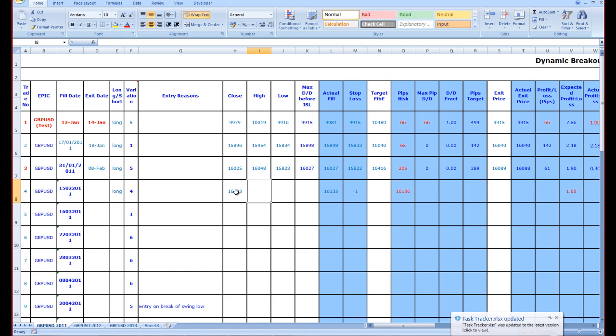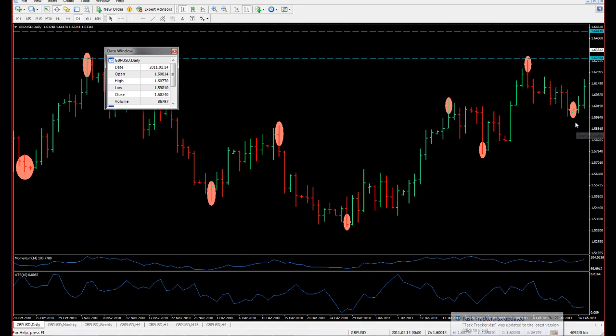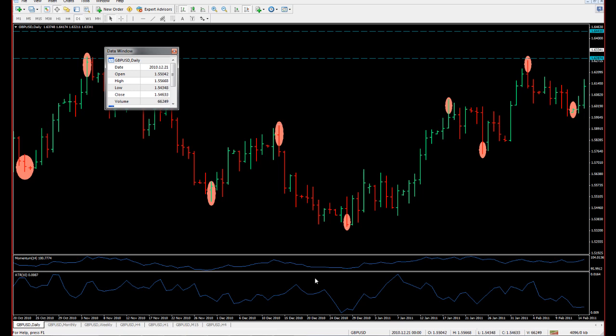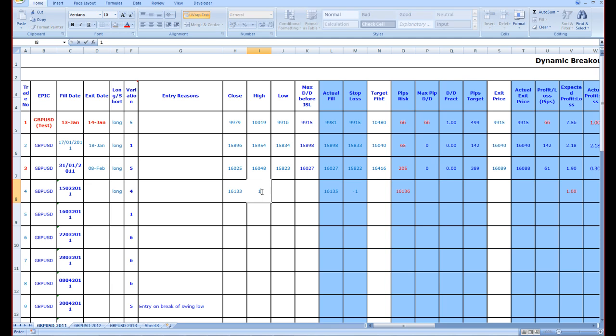161.33. Then we would then get the high and the low. So the high is 161.70. And the low is 160.03. So we've got all that. So we got the entry. We got the stop loss. We need to measure the target.